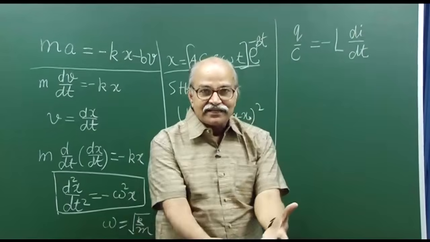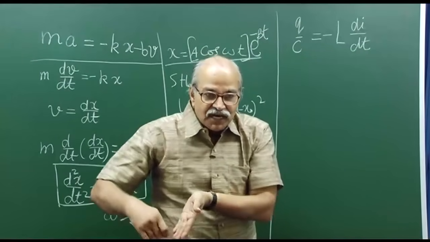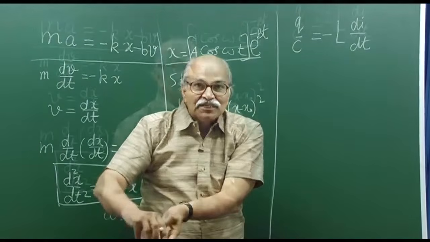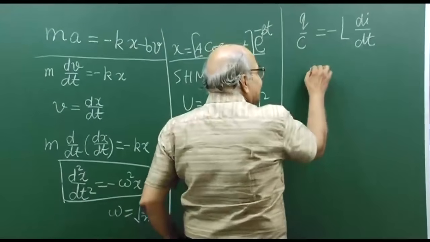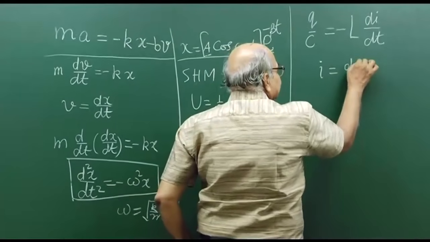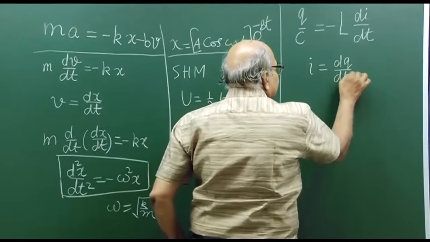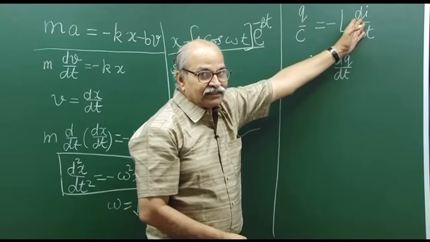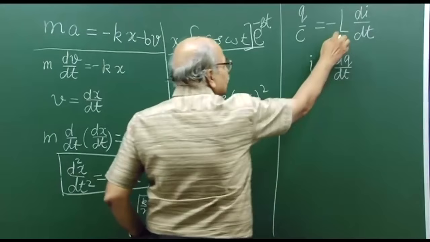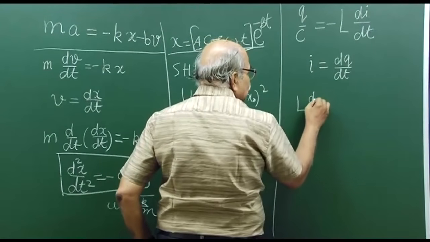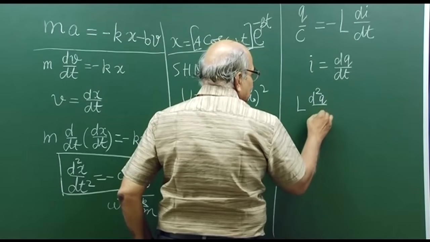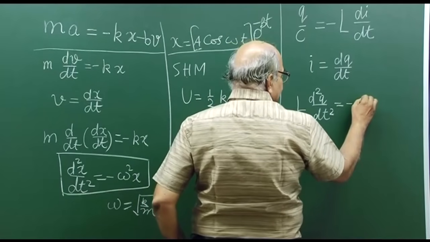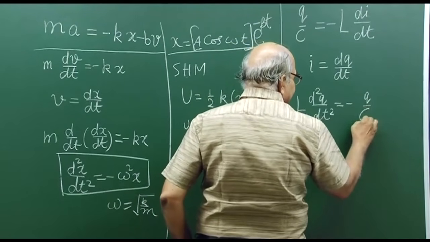After all, what is this current? Current is flow of charge. So if charge flows, the charge on each plate of the capacitor, that magnitude, will decrease. So I can also write I is equal to dq dt. And if I write this I here, what kind of equation am I getting? L d2q dt square is equal to minus q over c.